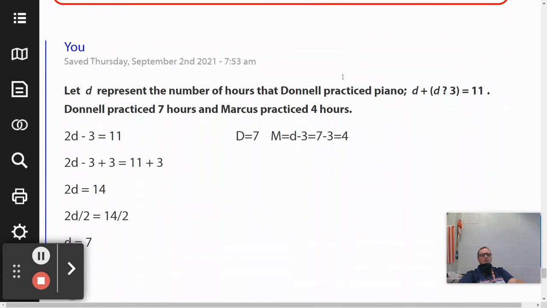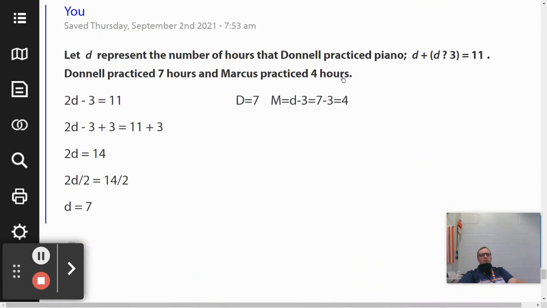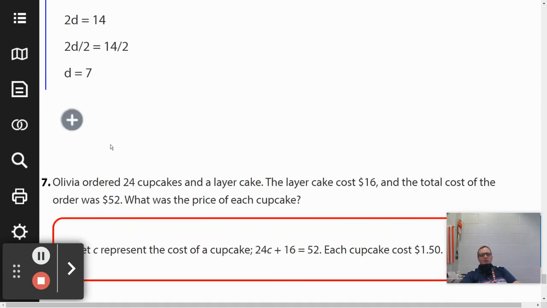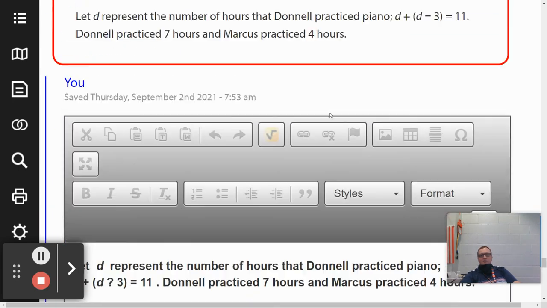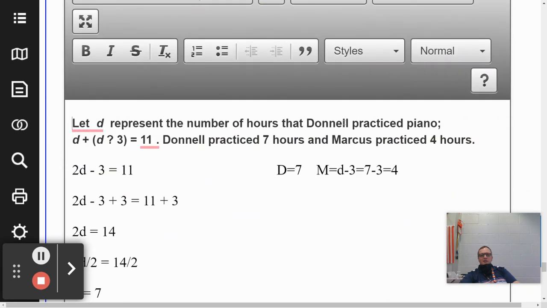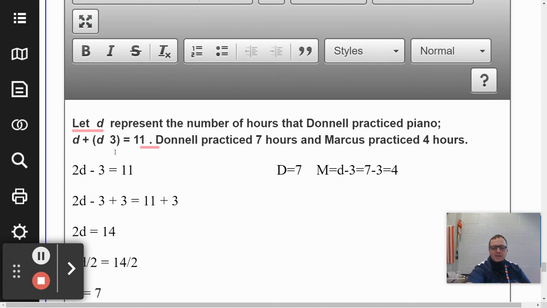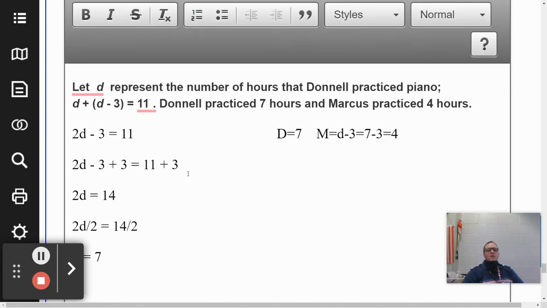All right. So we have to define the variable. That's what it tells us to do. So we're going to let D represent the number of hours that Donnell practiced the piano. All right. The equation here, hold on, I just realized that this should be the equation with a minus. It didn't pick up the minus, so I'll put that in there.